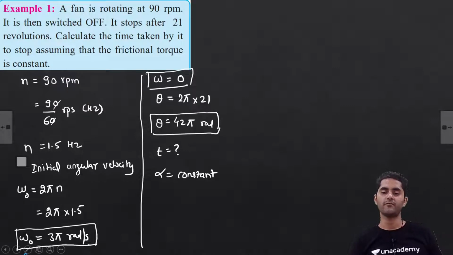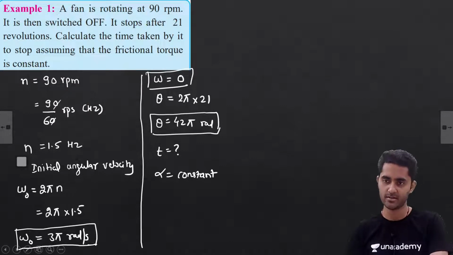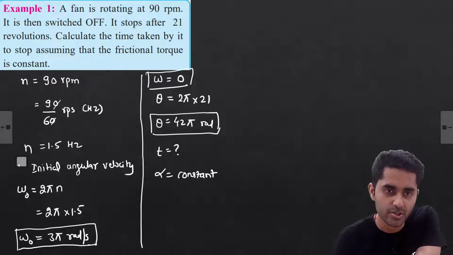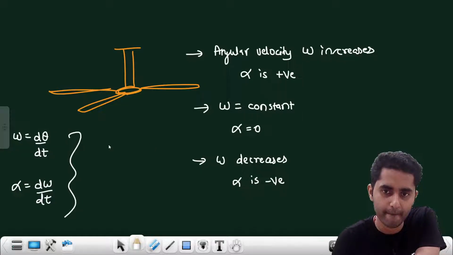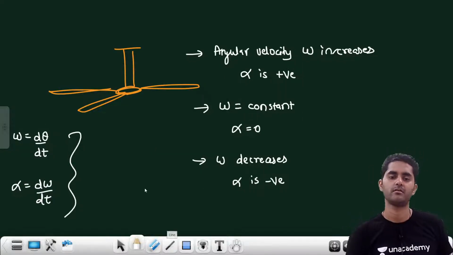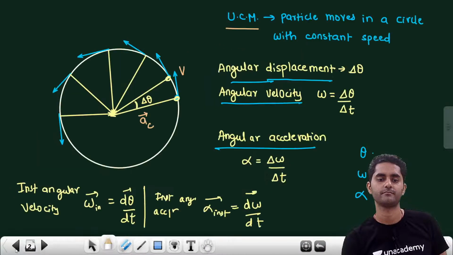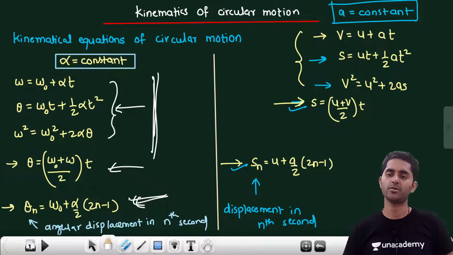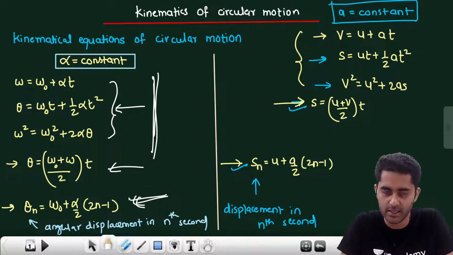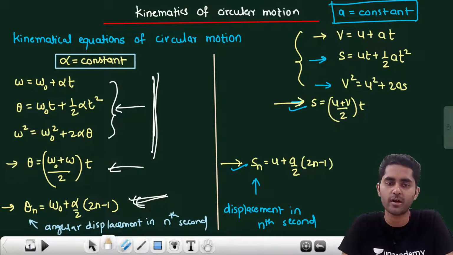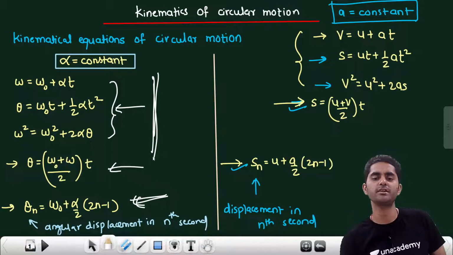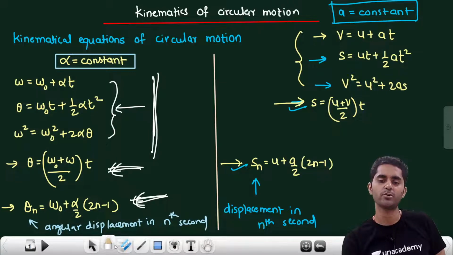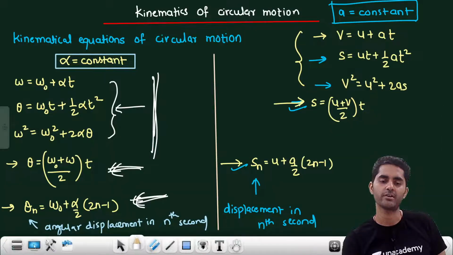What are the kinematical equations that we have just listed? Let me show you. So these are the kinematical equations: omega is equal to omega naught plus alpha t, theta is equal to omega naught t plus 1 by 2 alpha t square, omega square is equal to omega naught square plus 2 alpha theta. Apart from that, we have these two equations, or you can directly use this equation. Let us see which equation is needed here.